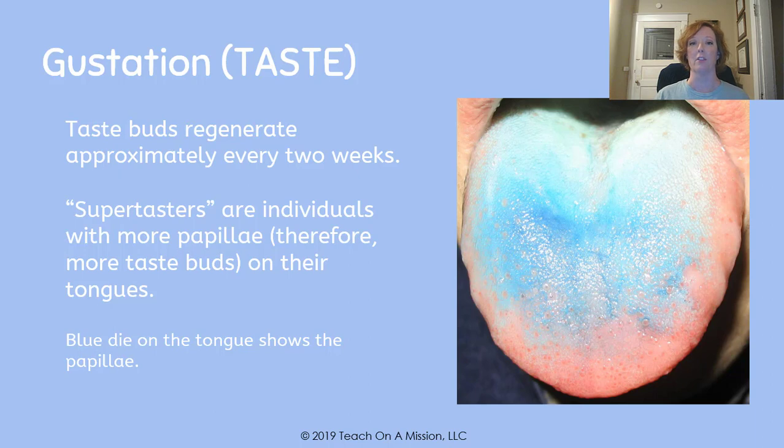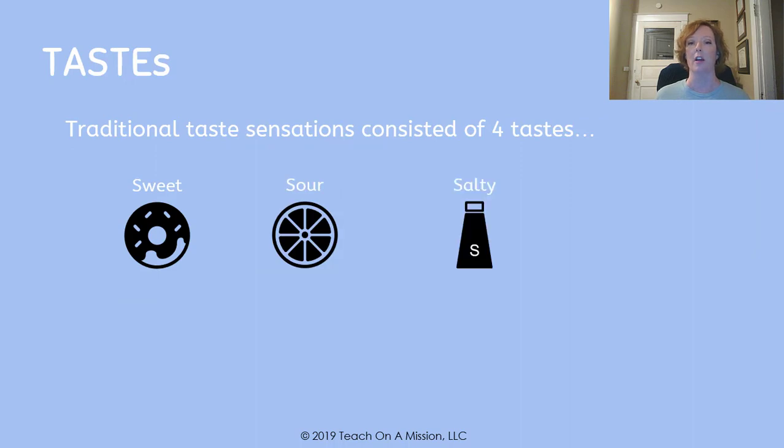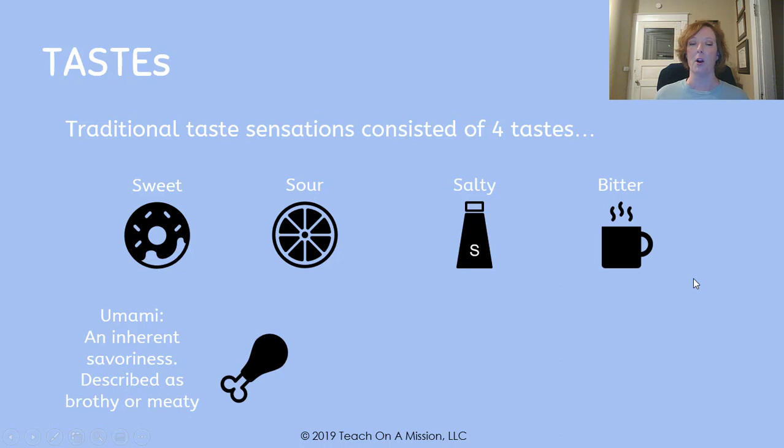If you have more than average, about 25% of us are super tasters, then you typically are turned off by very strong flavored food. Our traditional taste sensations consist of 4 tastes, and this is probably what you grew up learning as our taste: sweet, sour, salty, and bitter. But there are a couple of additional tastes that I want you to be aware of. The first new one is umami, which is just a really fun word to say. This is kind of like a savory taste. It's described as brothy or meaty.